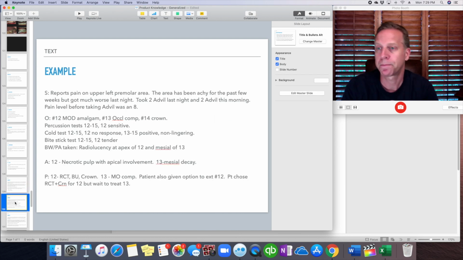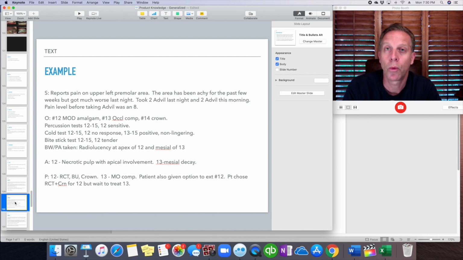Okay, example number 2. Reports pain on upper left premolar area. The area has been achy for the past few weeks, but got much worse last night. Patient took 2 Advil last night and 2 Advil this morning. Pain level before taking Advil was an 8. Number 12, MOD amalgam. 13, occlusal composite. 14, crown. Percussion test, 12 through 15, 12, sensitive. Cold test, 12 through 15, 12, no response. 13 through 15, positive, non-lingering. Bite stick test, 12 through 15, number 12, tender.